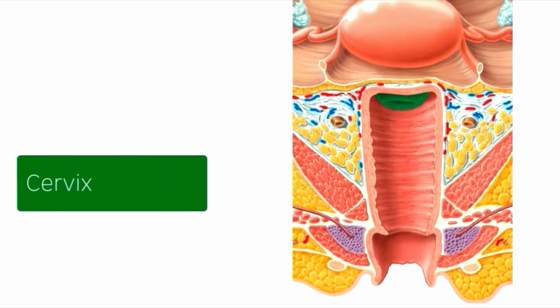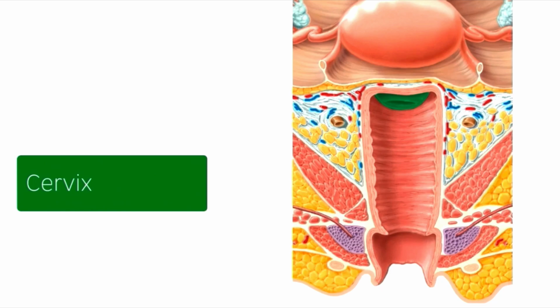And now we're here at the cervix, which is literally the neck of the uterus. And the cervix is the most inferior portion of the uterus, lying subperitoneally, and we can see it highlighted in green and sticking into the vagina on this slide. And the cervix can be defined as a narrow neck of tissue that connects the vagina with the uterus.